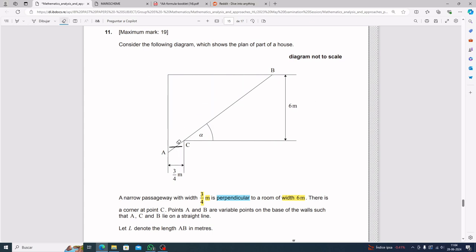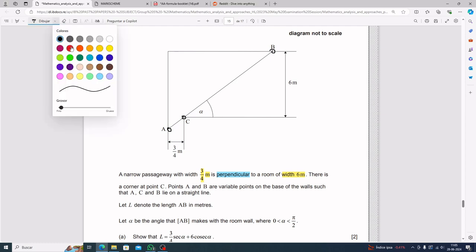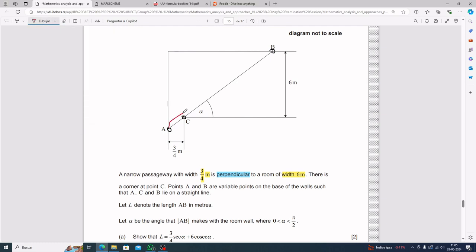So, that being said, they tell us that at the corner point C, points A and B are variable points on the base of the walls such that ACB is a straight line. Let L denote the length of AB in meters. And so L actually goes like this. All of this will be the famous L, okay?